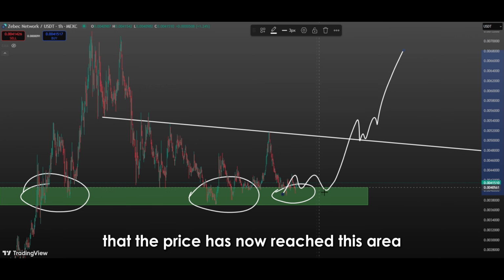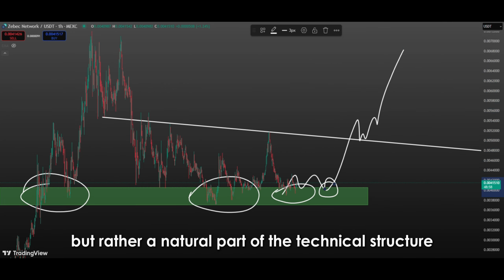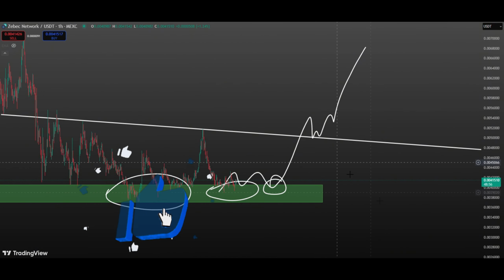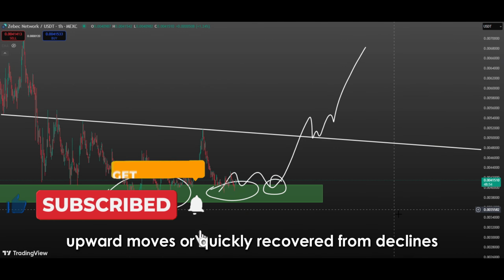Therefore, the fact that the price has now reached this area is not coincidental, but rather a natural part of the technical structure. Reaction zones are typically areas where the price has previously made sharp upward moves or quickly recovered from declines.